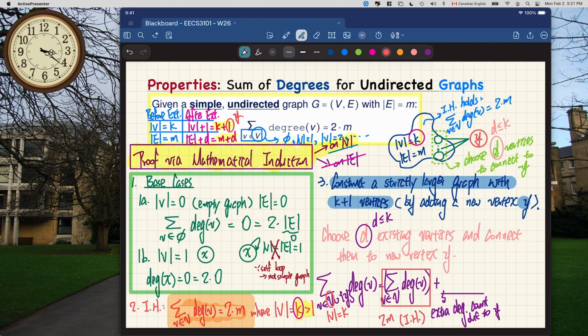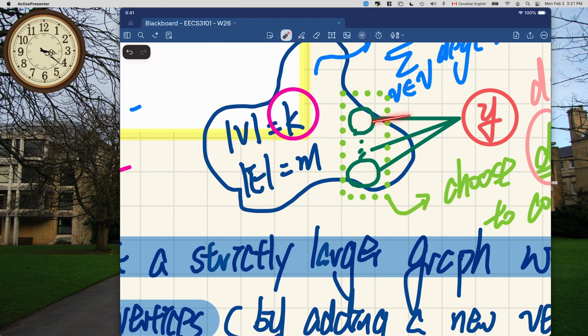And now the question is, what would be the additional degree counts because of y? Given that we got exactly d edges connecting between all the d vertices chosen from k vertices, and also this new vertex y, what will be the extra degree counts? I'll pause here. That's the most important part. If you got that part wrong, the math is not going to work.